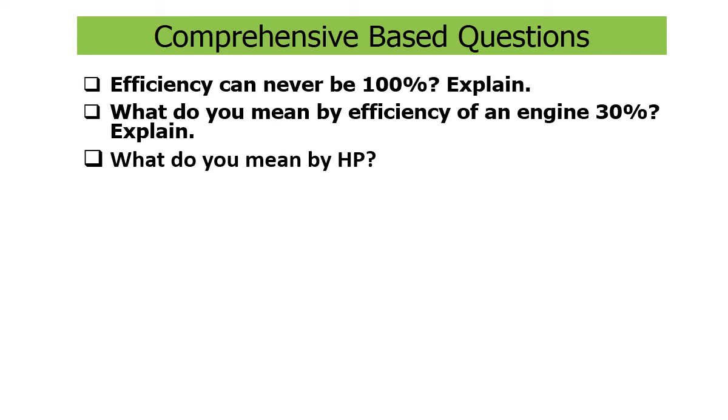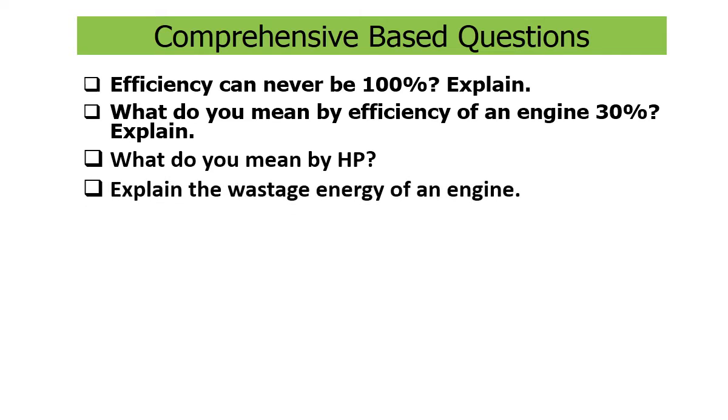HP is the unit to measure the power of an engine, an electric engine. The full form of HP is horsepower, and you know 1 horsepower equals 746 watt. What does it mean? It means 746 joule of work is done in 1 second.